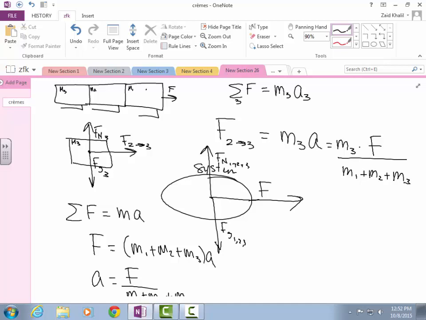But now let's actually investigate this a little closer. What are the forces acting on body 2? Okay, so it's F of 1 on 2, plus or minus? Minus F of 3 on 2. And that's equal to M2 F over M1 plus M2 plus M3. So what can we get out of this? We can get the contact force of body 1 on body 2, correct? We get F of 1 on 2 is equal to F of 3 on 2 plus M2F over M1 plus M2 plus M3.